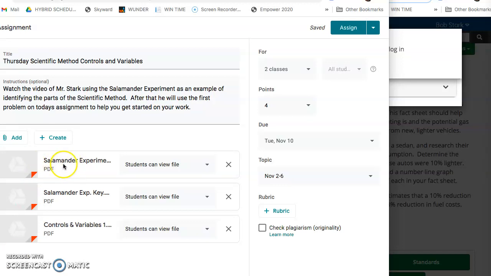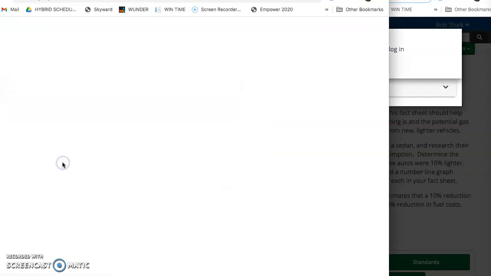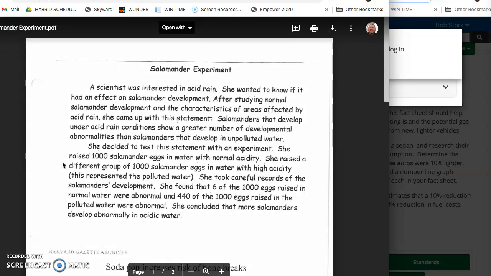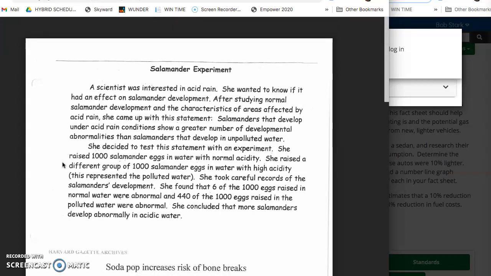So let's take a look at the salamander experiment. Let's run through that, and I'll pull that up here. A scientist was interested in acid rain. She wanted to know if it had an effect on salamander development. After studying normal salamander development and the characteristics of the areas affected by acid rain, she came up with a statement: salamanders that develop under acid rain conditions show a greater number of developmental abnormalities than salamanders that develop in unpolluted water.